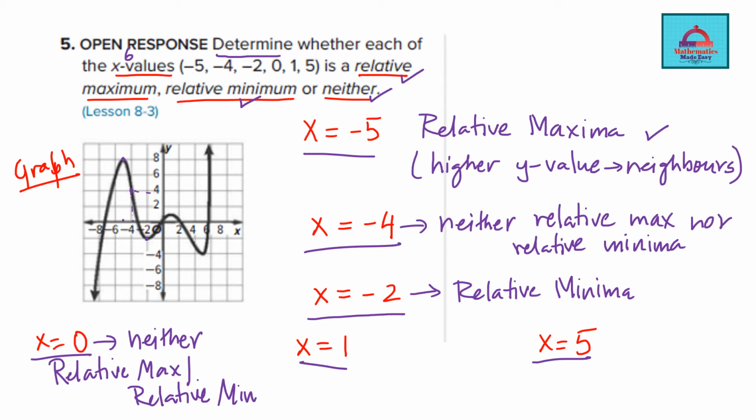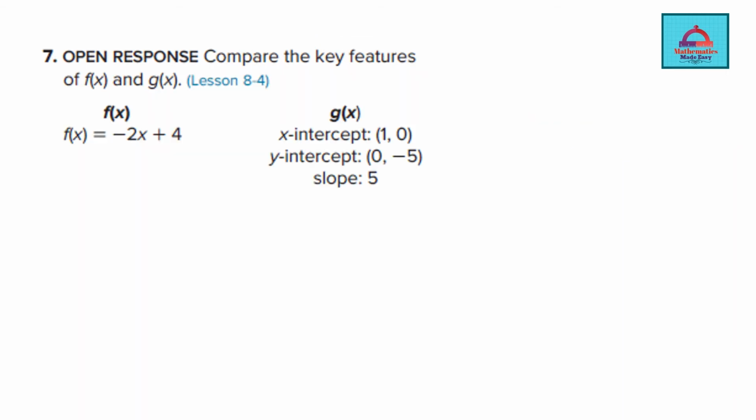So for x equal to 1, it's a point of relative maxima. The graph is increasing. And for x equal to -5, it is relative minima. So this is how you solve a problem, and using the graph you check which category the given points belong to. Okay, the next question is on comparison.